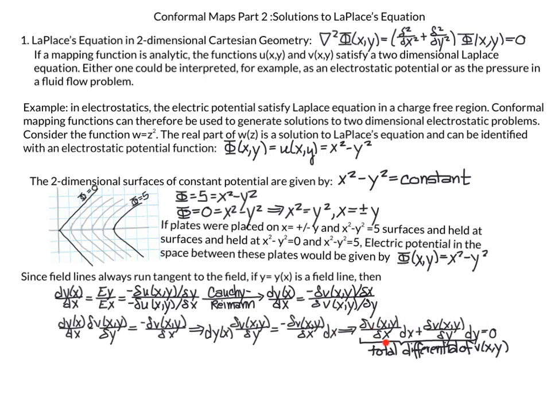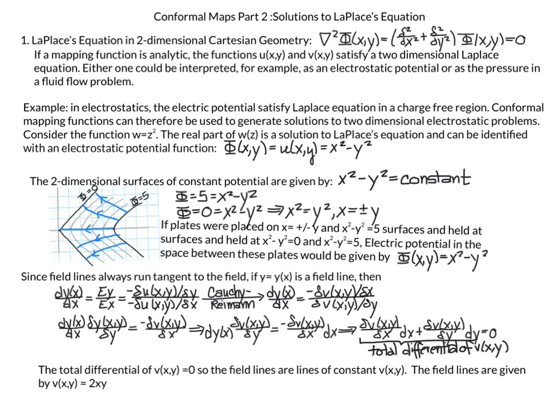This is just the total differential, the derivative of V(x,y). And since I had moved this over, added it to the other side, this right-hand side is 0, meaning the total differential of V(x,y) equals 0. So the field lines are lines of constant V(x,y), right? Because when we take the derivative, we get 0. That must mean the field lines are constant. And the field lines are given by V(x,y) equals 2xy.